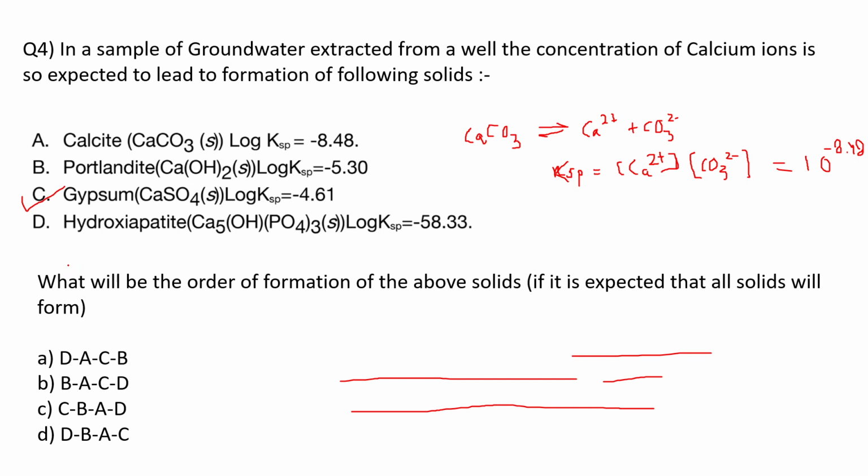Coming to question number 4. In a groundwater extracted from a well, there is a concentration of calcium ion. We are expecting that these four types of solids or precipitates will be formed. We have given the Ksp also. So the question is, what will be the order of formation of the above solids?